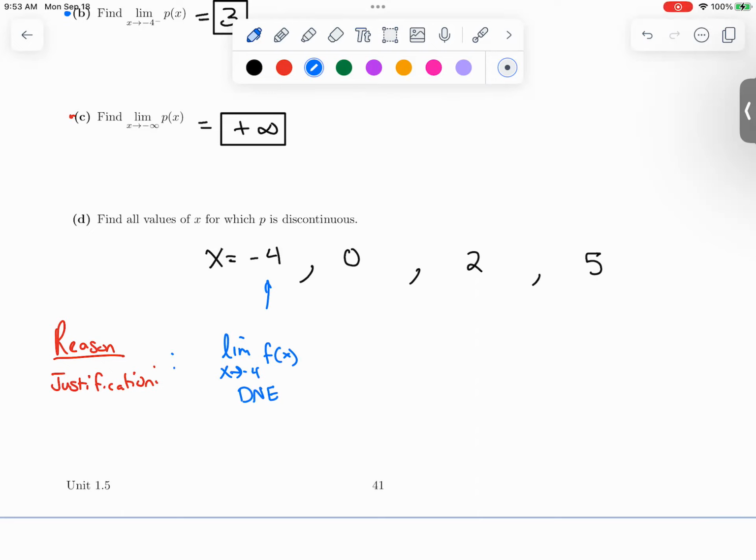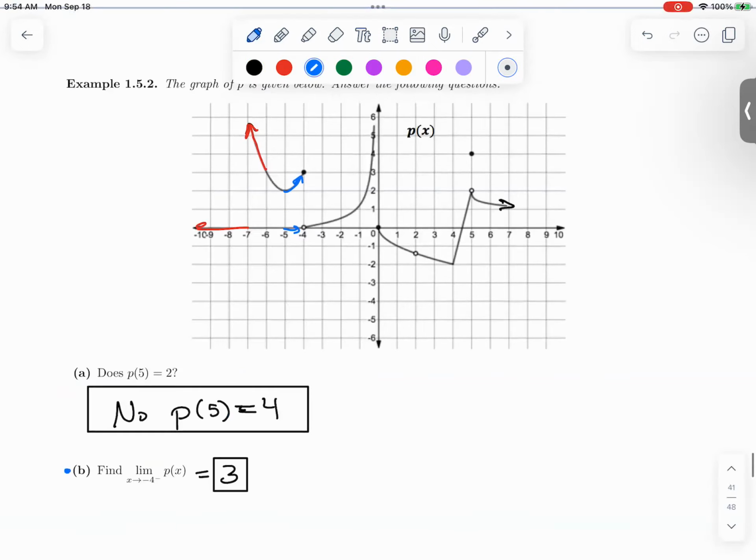It's fairly common, you'll see on quizzes and exams, when they ask you about discontinuity and say, justify why. It's not enough to just say that it's discontinuous there. Sometimes it's, why is it continuous or why is it discontinuous? It breaks which condition? And that's all you need to write. It is discontinuous at -4 because the limit does not exist. 0: same thing, the limit does not exist. Limit as x approaches 0 of p of x does not exist.